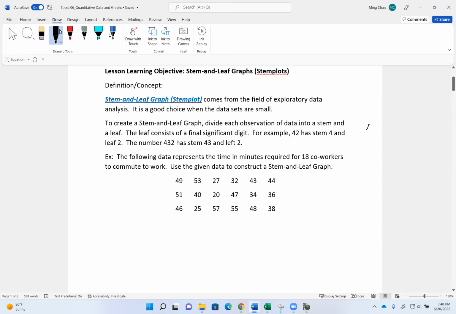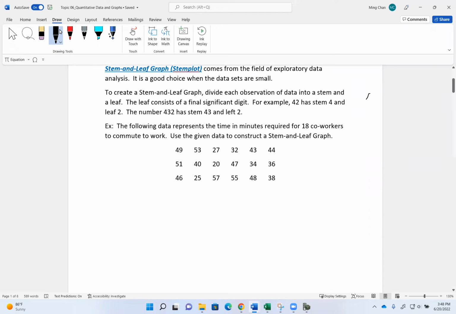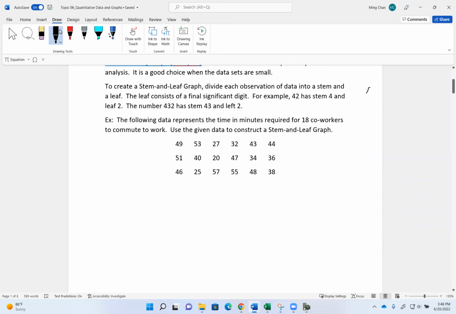Divide each observation of data into a stem and a leaf. And the leaf consists of the final significant digit. For example, 42 has a stem of 4 and a leaf of 2. So that means the leaf part is always the last significant digit. So for stem and leaf plots, you basically have a stem and you're gonna have leaves. Okay. So the leaves are always the last significant digits of your data.